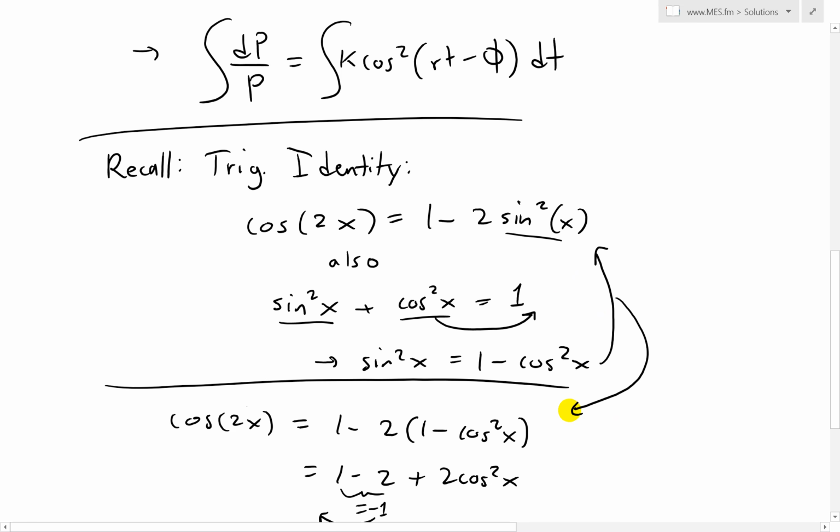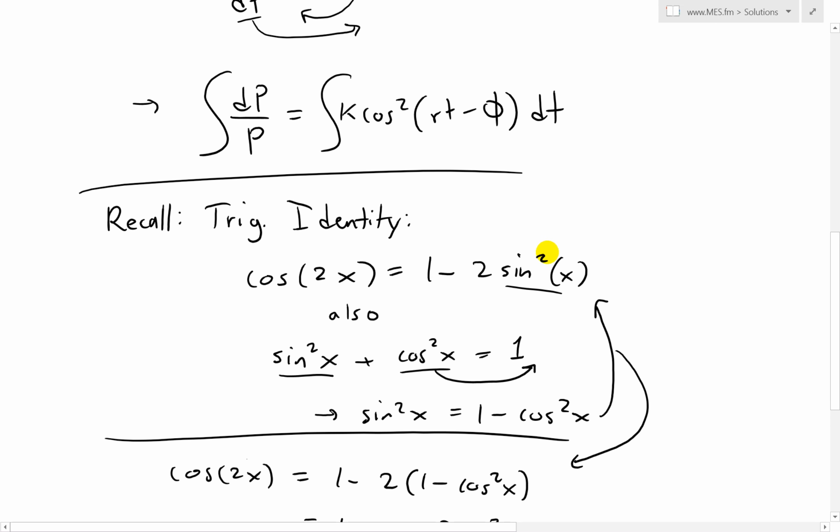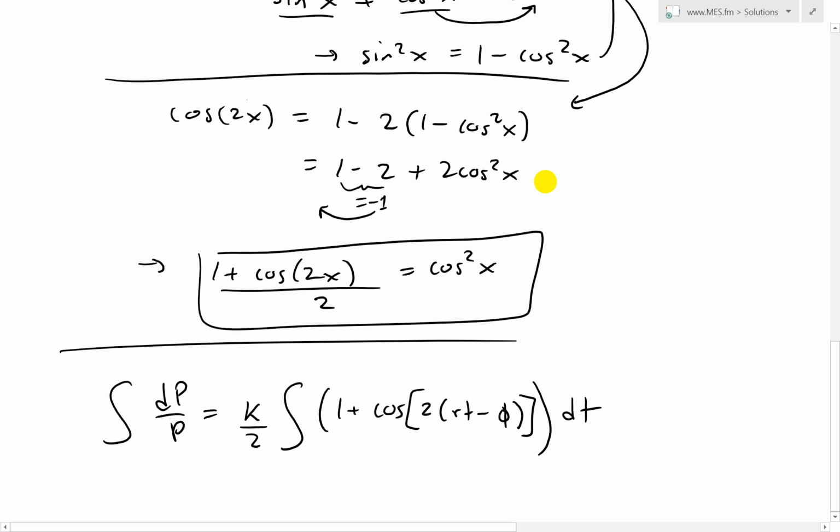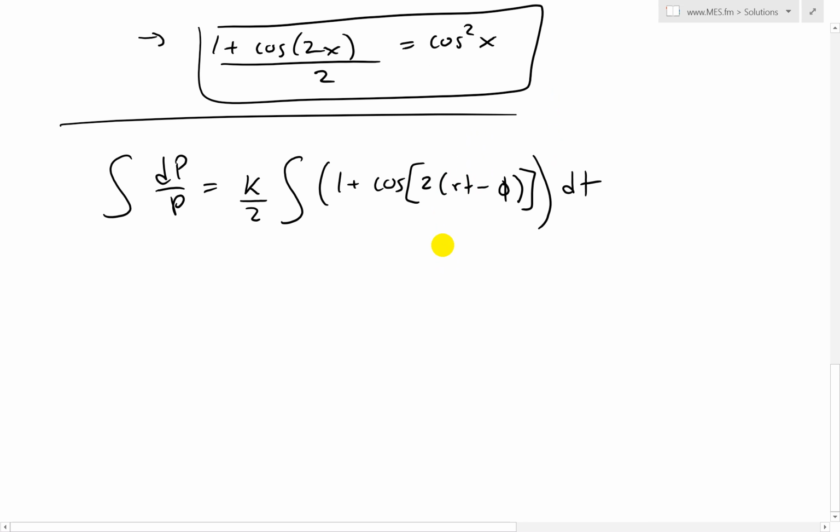Let's double check it again. Yeah, so cosine squared becomes 1 plus cosine 2RT minus phi, and remove the 2 outside, just a constant. So now we can take the integral. The right side's going to be ln absolute value of p. That's the integral of that, and you can see more on my earlier videos on that, proof for that.